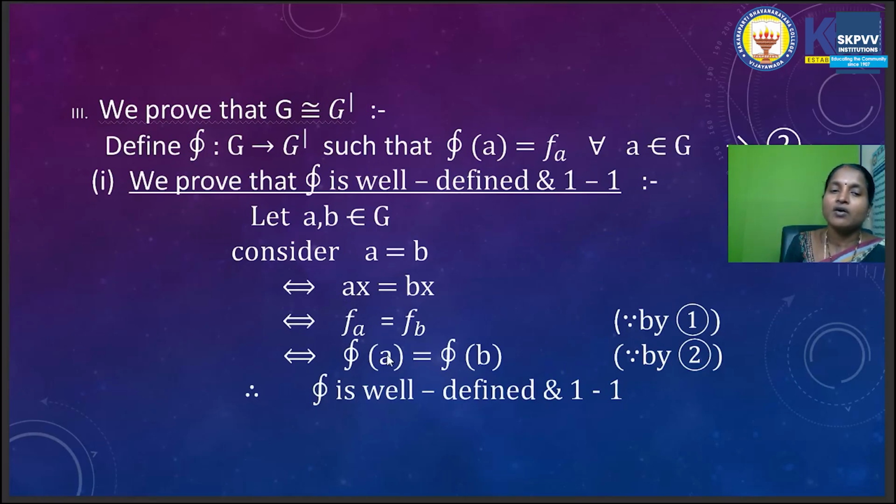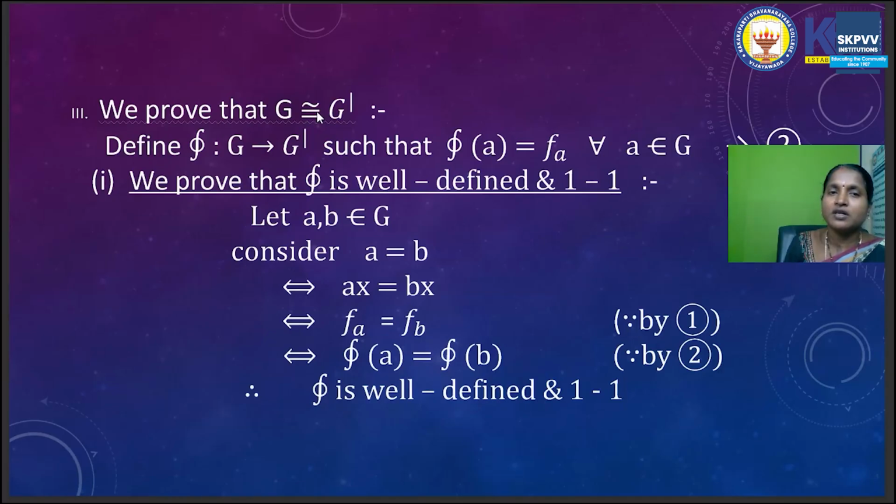So phi of A is equal to phi of B. We can prove that A is equal to B. So up to down is well defined, down to up is 1-1. That's why we can write implies and implied. Implies up: if A is equal to B, then you can prove that phi of A is equal to phi of B. That is well defined. Suppose phi of A is equal to phi of B, you can prove that A is equal to B. That is 1-1. So isomorphism means we can prove well defined, 1-1, onto, homomorphism.